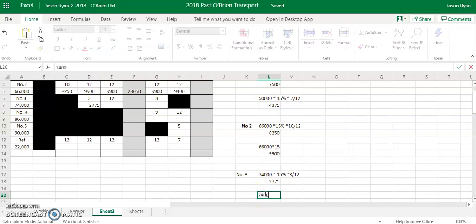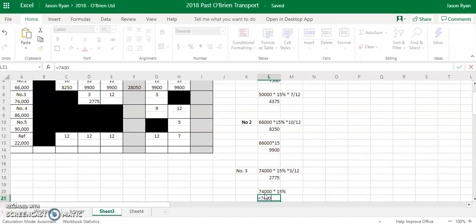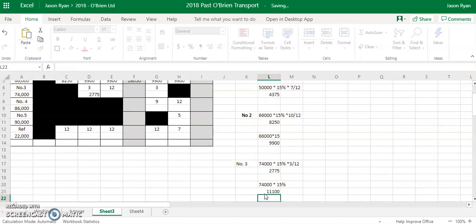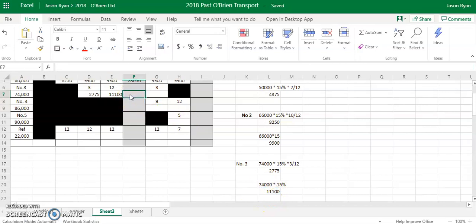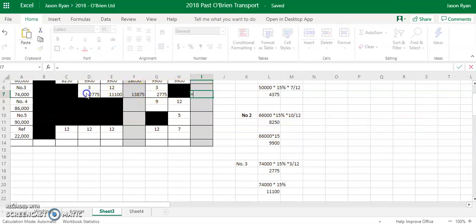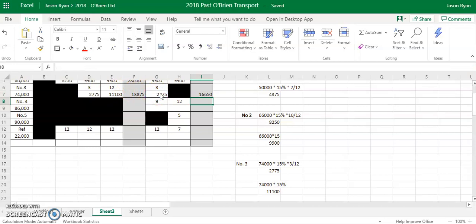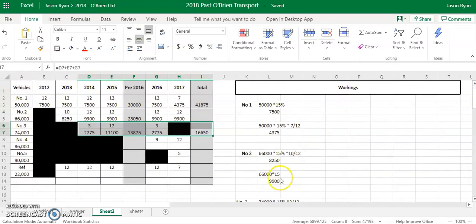And then we're going to have to calculate it for the full year. So it's going to be 74,000 multiplied by 15%, so 74,000 multiplied by 0.15. So it's going to be 11,100. And then we add them up. We're looking at 3 months, just bring that across, and then because we got rid of this, we need to find the total depreciation for the 3 of them. And that's going to be vehicle number 3. Next vehicle then, vehicle number 4.